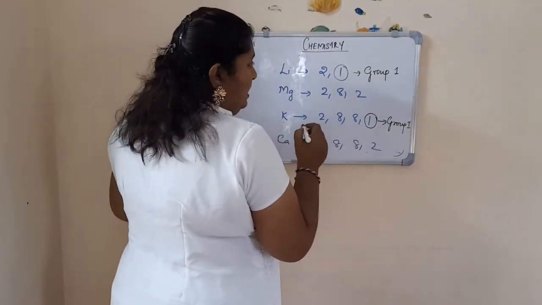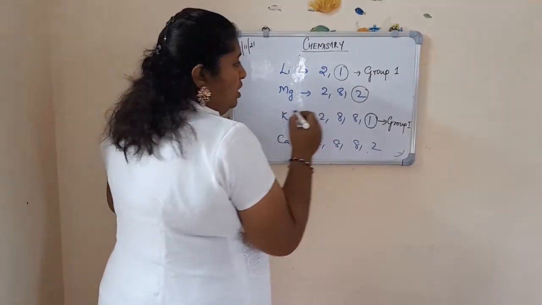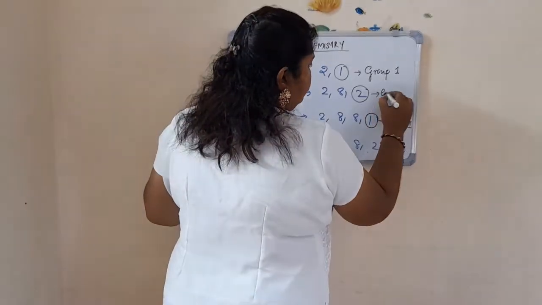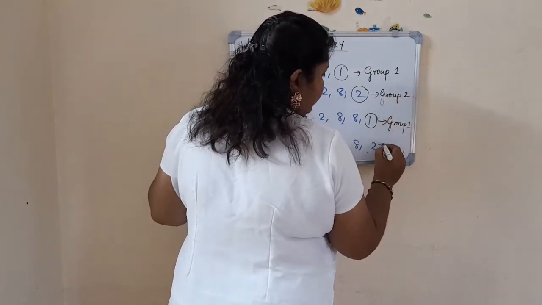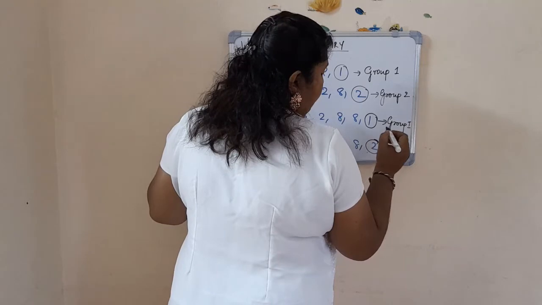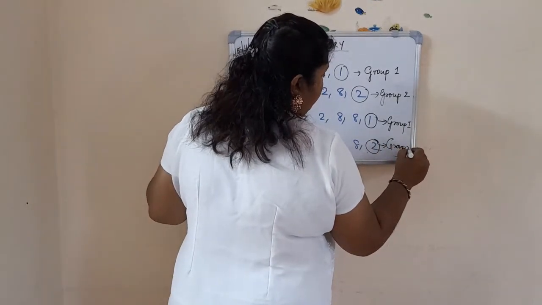Here in magnesium, the number of electrons in the outermost shell is 2. So it is group 2. Here also, in calcium, the number of electrons present in the outermost shell is 2. So it belongs to group 2.